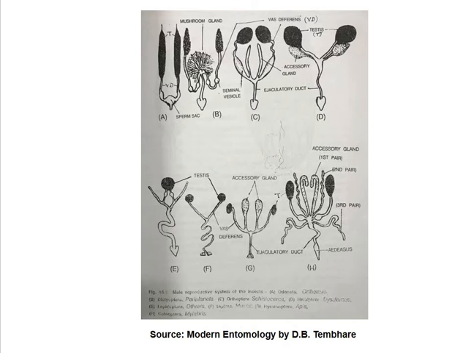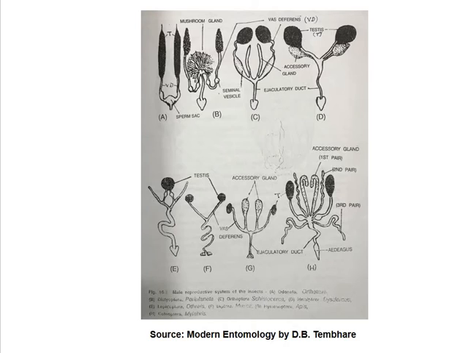Now, we first come to the ovarioles. Here you can see the comparative anatomy of the ovaries. In this diagram, A is the ovary of Odonata, then B is of Orthoptera, C is of Dictyoptera, that is Periplaneta, and D is of Lepidoptera.